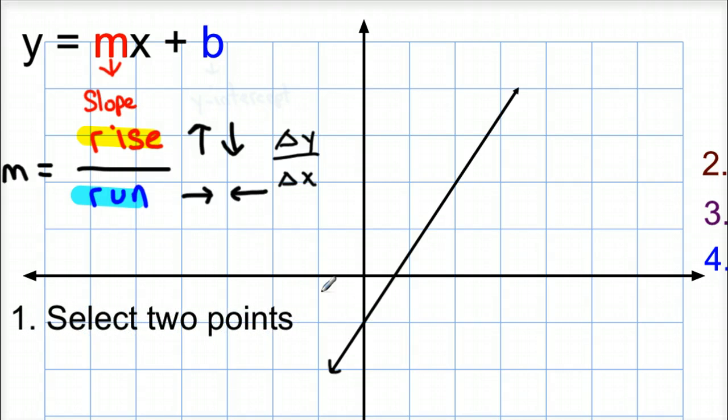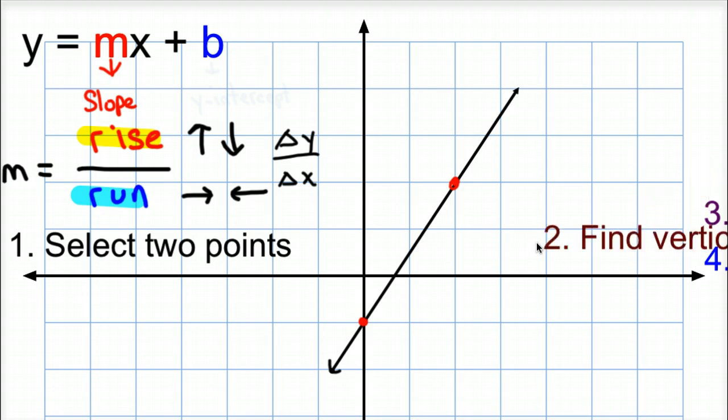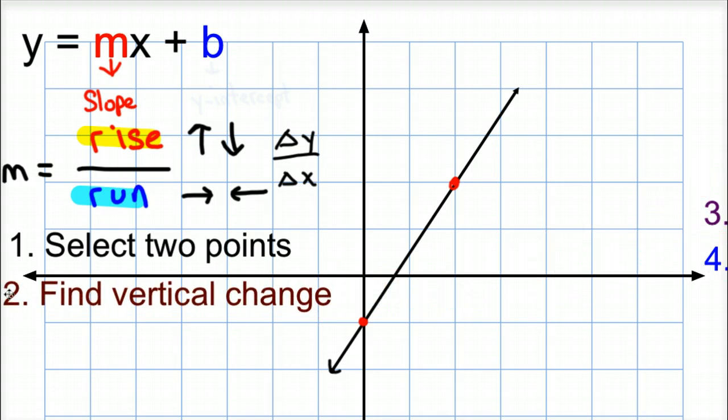I want to select 2 points that are right on the intersection. So if you highlight this point here, this point falls right on the intersection of the graph. And another point on the graph, this point here, intersects right on the center of the grid. Okay, so these are 2 points I'm going to select. Second step is to find the vertical change. How do I get from this first point to the second point in a vertical movement? Do I need to move up or do I need to move down?